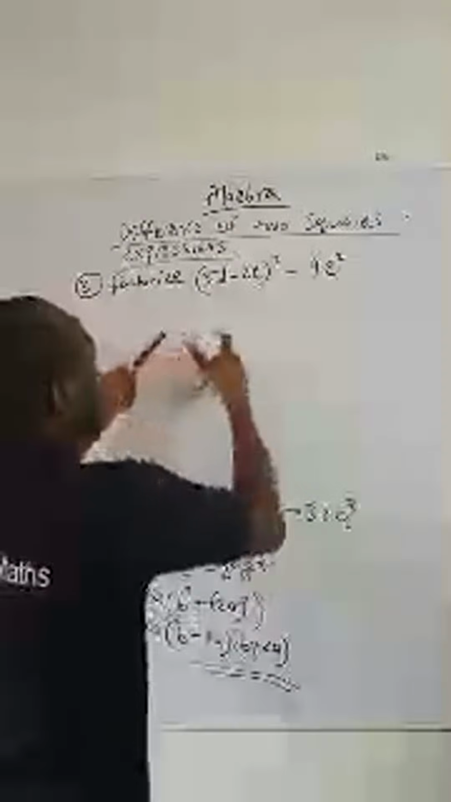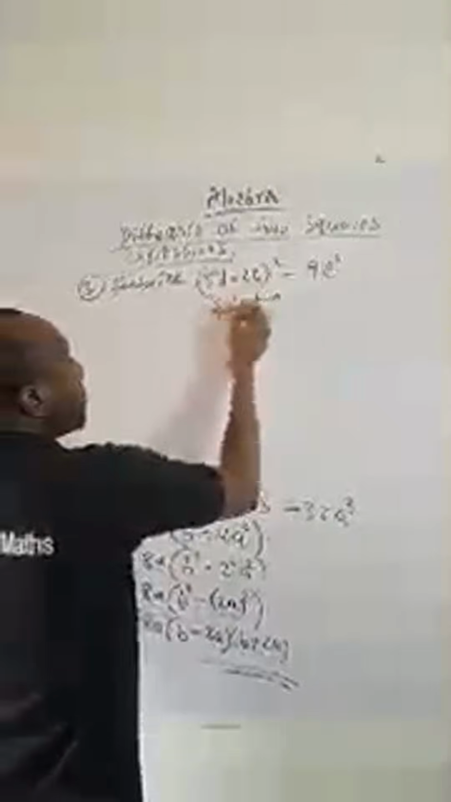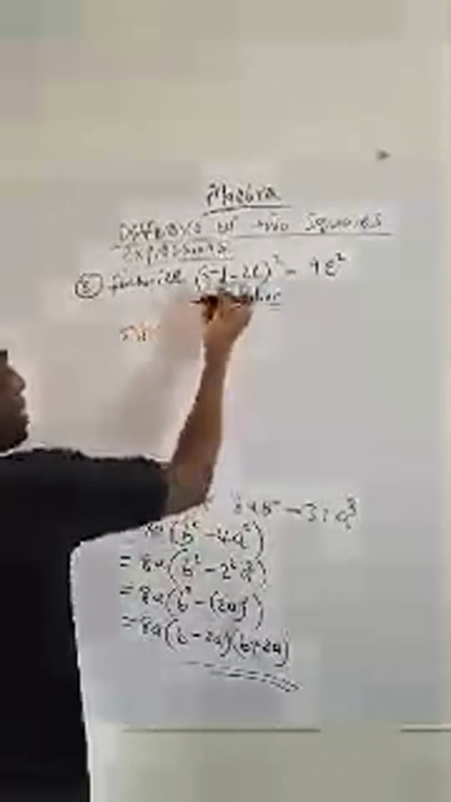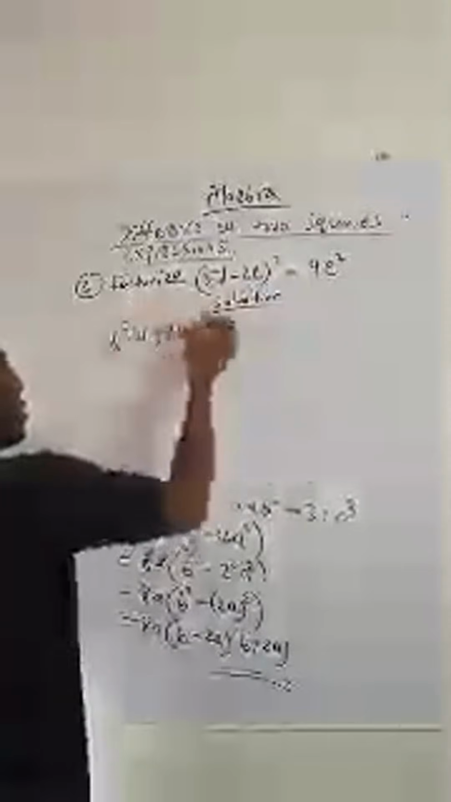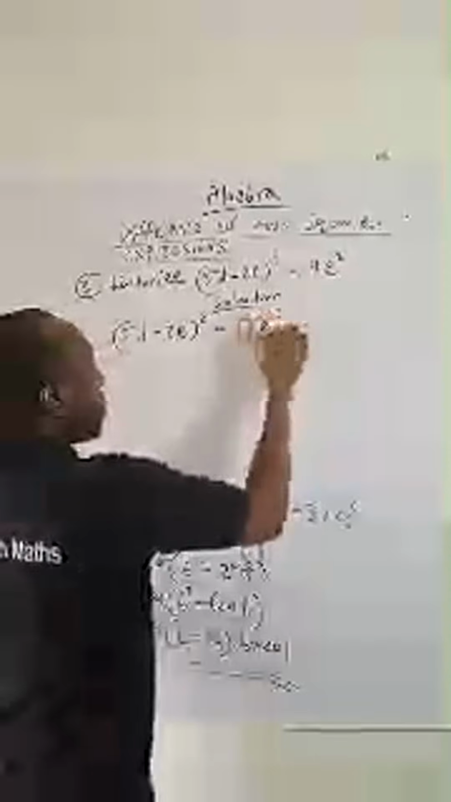So let's do this, people. Now, like I told you, change 9 to 3 squared. So it's going to be 5d. Let's leave this as it is like this. But this 9 can be written as 3 squared. You know that already. So I can write it like this, 3e all raised to the power of 2.